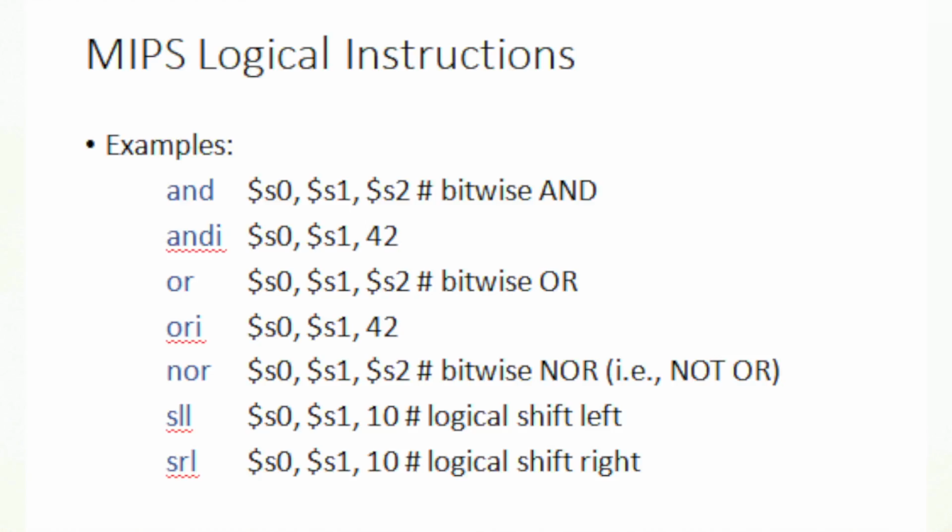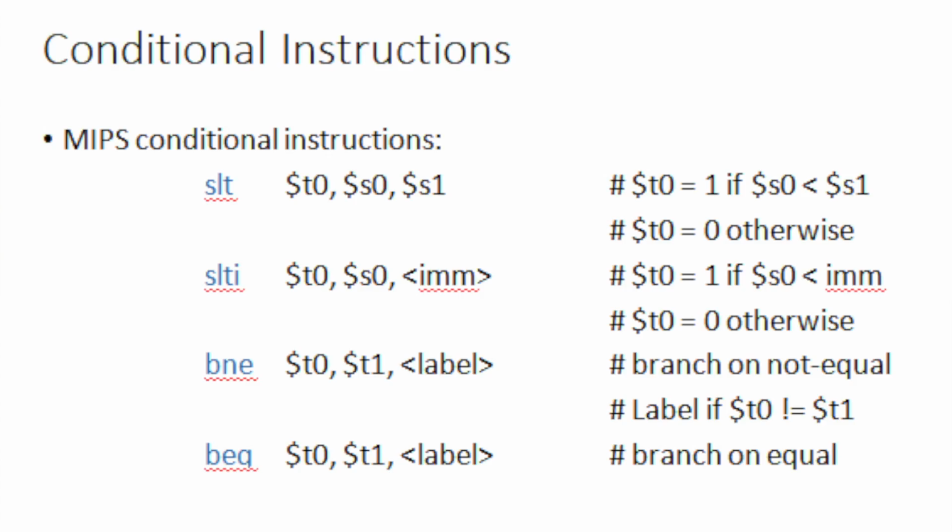SLL is a special logical instruction where we store the constant with a logical shift to the left side, and SRL is logical shift right. SLT stands for set less than, and it is used to set values. Suppose if $S0 is less than $S1, then it will set the value of $T0 to 1, else 0. Similarly, for an integer value, we will use SLTI.